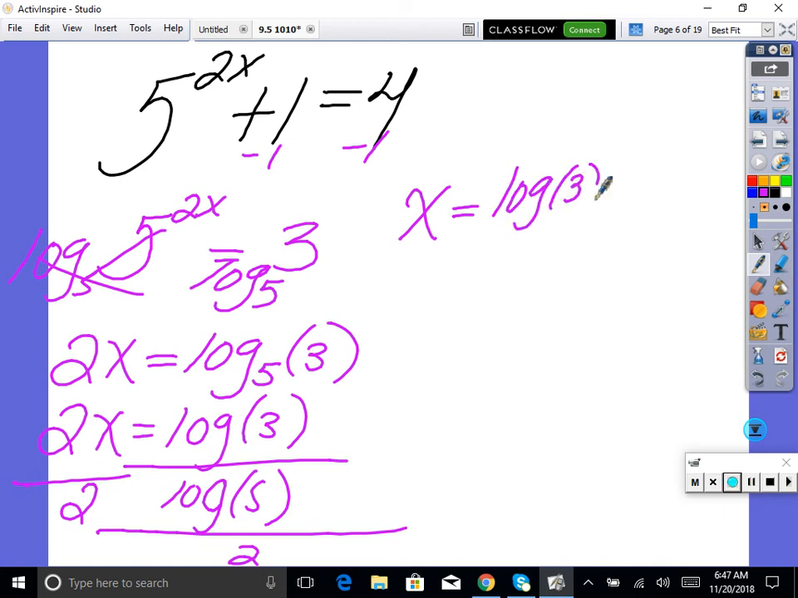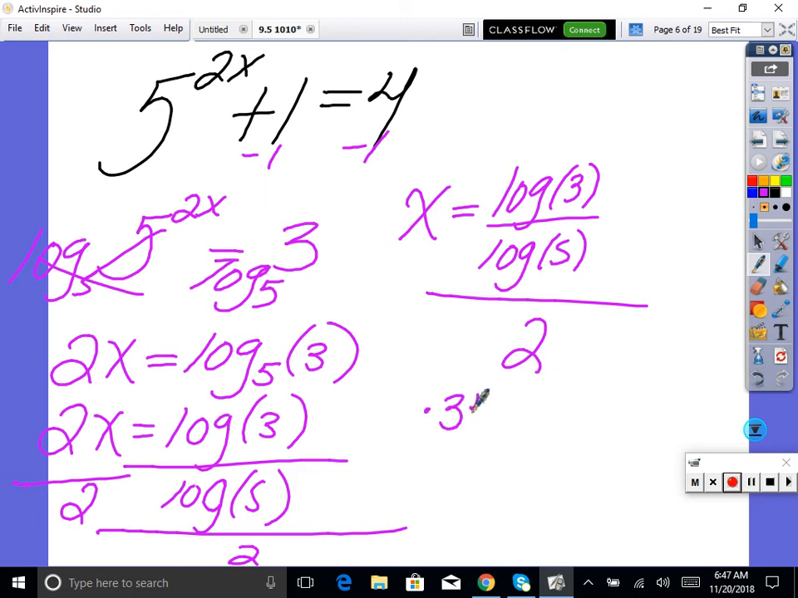So you should have got log of 3 divided by log of 5, divided by 2. Did you get it? Sweet. Let's see what the decimal would be on that one. I got 0.34130.